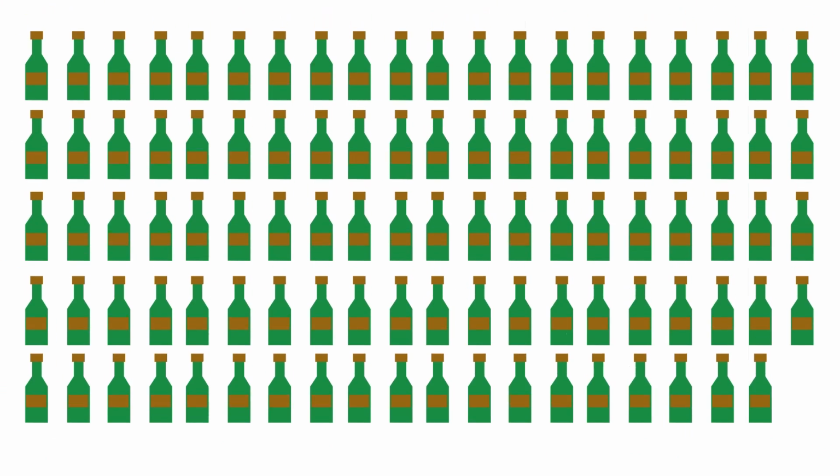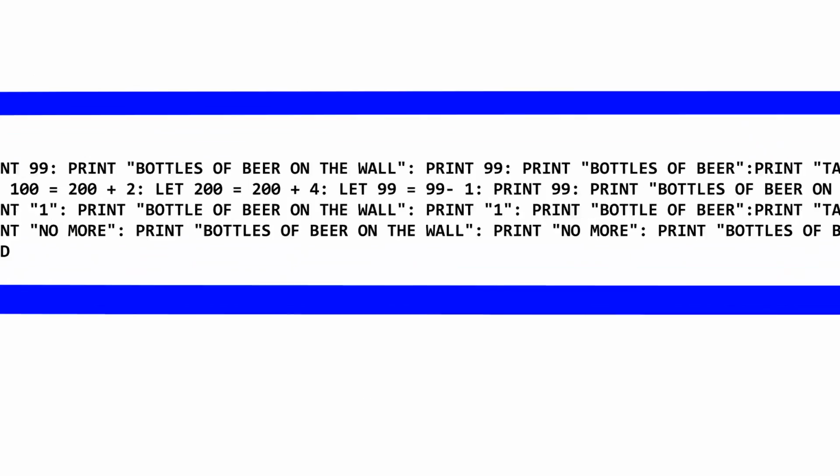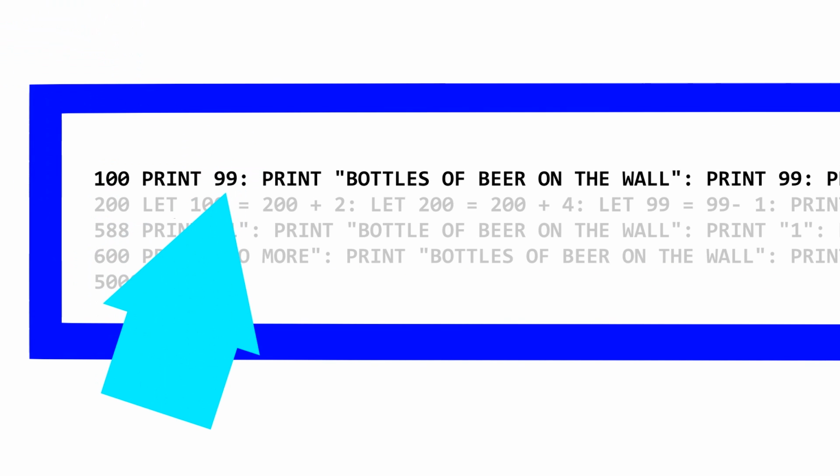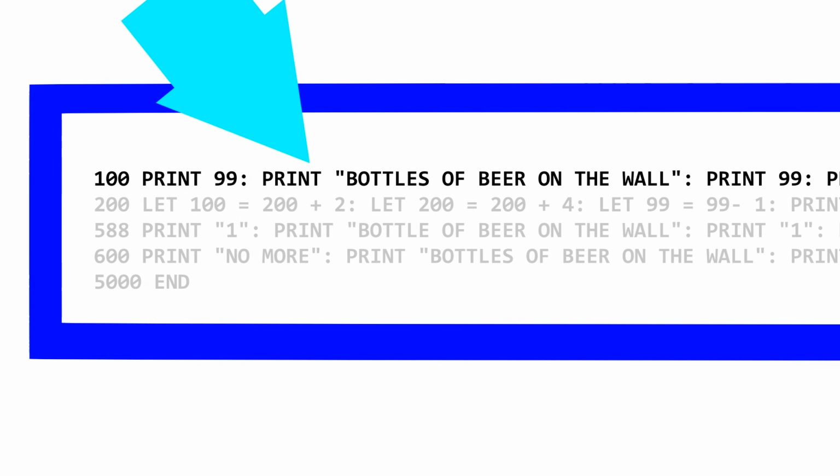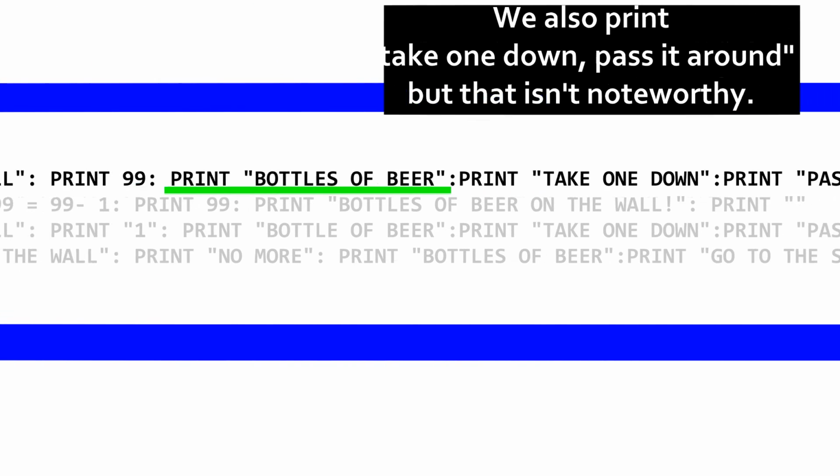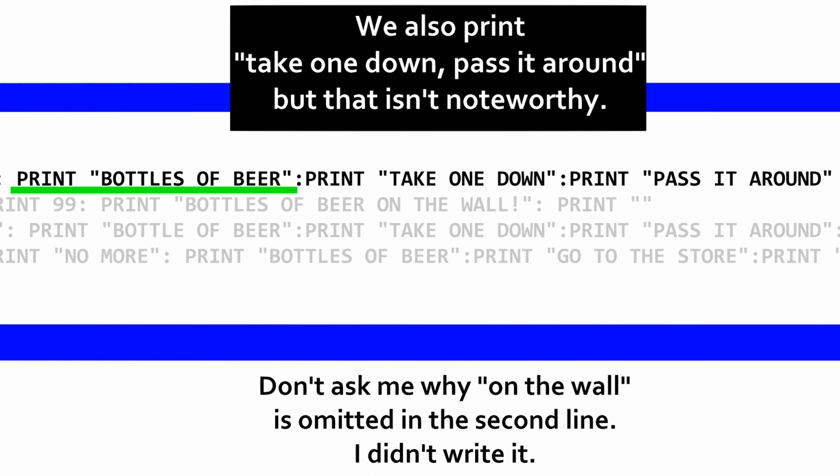Specifically, 99 bottles of beer. Starting on line 100, we do what we are used to. We print our number of beers, followed by "bottles of beer on the wall." And then we do it a second time, but remove the "on the wall" because, well, that's just the way the songwriter wanted it to be.